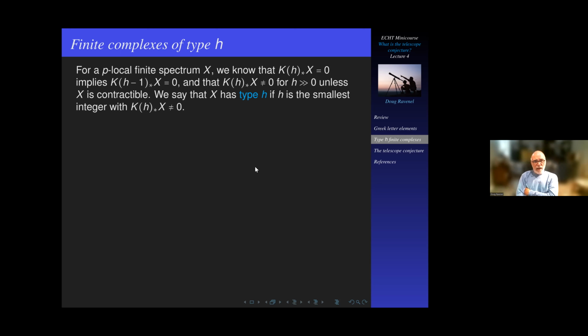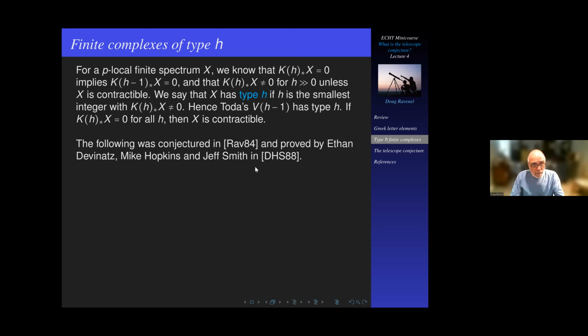So we're going to say that X has type h if h is the smallest integer for which the Morava K-theory is non-zero. And so, for example, the gadgets V(h-1) that Toda constructed, that's V0, V1, V2, and V3. In each case, V(h-1) has type h.